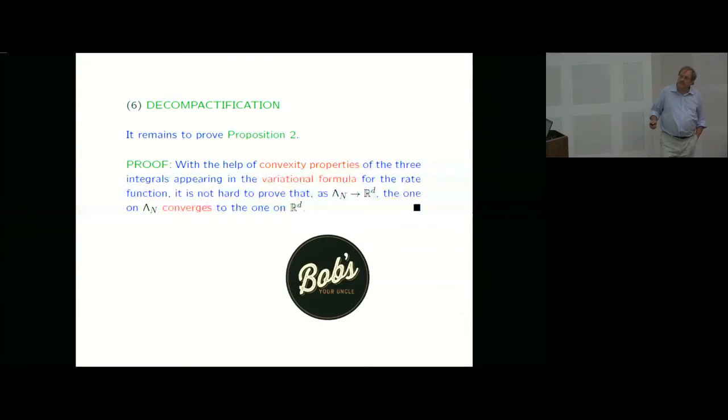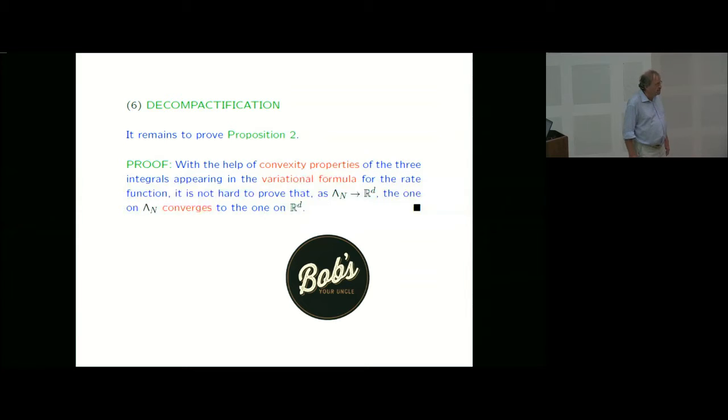The last thing is we have now proved proposition 1, so we've got the upper bound on the large torus. What happens when the torus goes to infinity? Does the variational formula on the torus converge to the variational formula on the whole lattice? And the answer is yes.